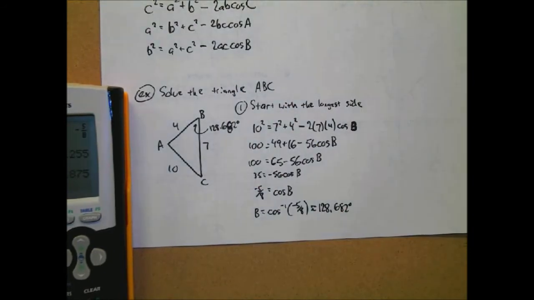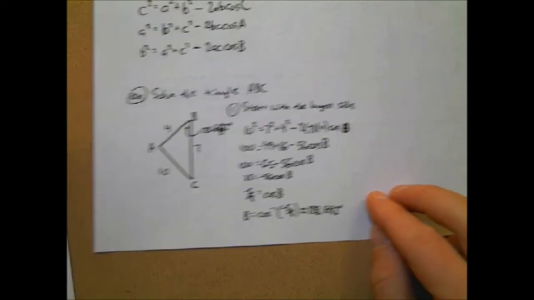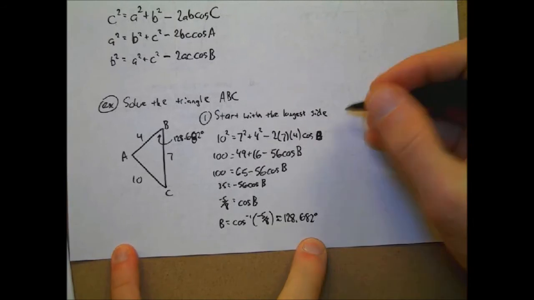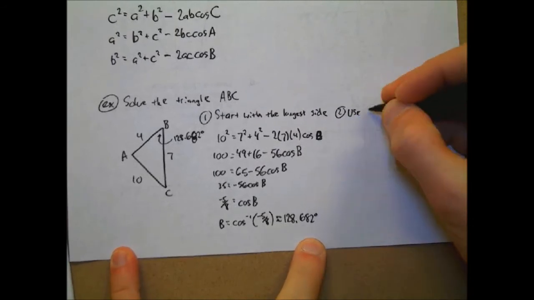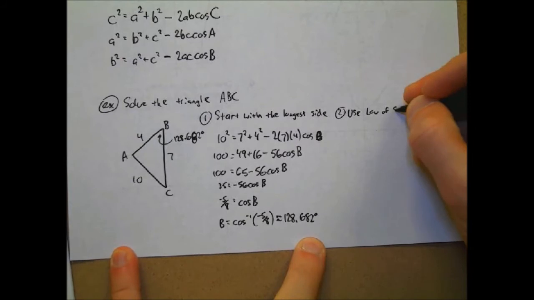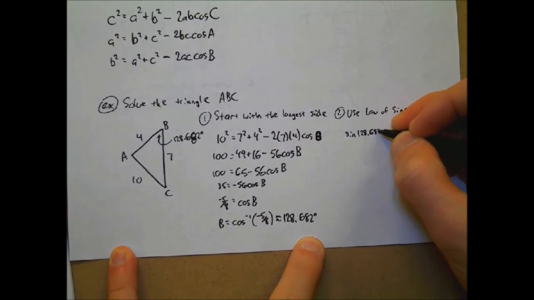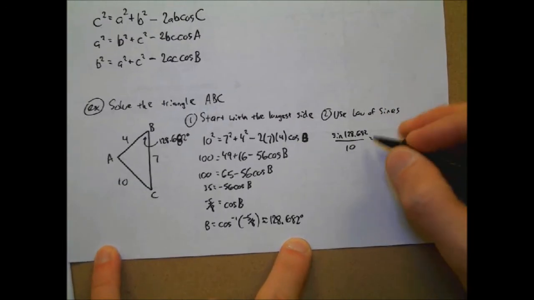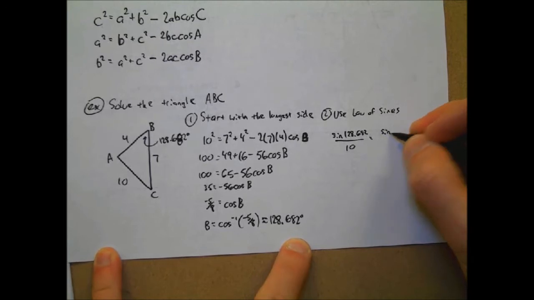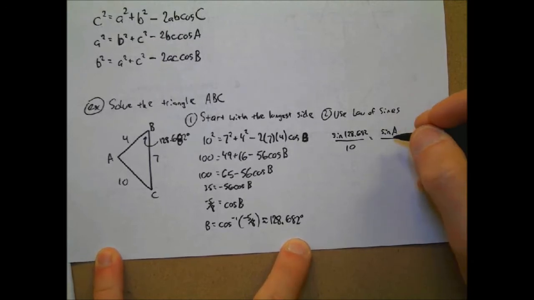All right, and at this point now, how can we solve for the remaining angles? You do the sine thing. Law of sines, right. So now use law of sines to find one more angle, and then you will finally be able to subtract from 180. So use law of sines. So I'll say sine 128.682 over 10 equals sine of angle A. You can find C or A here, your choice. I'm going to just find A.